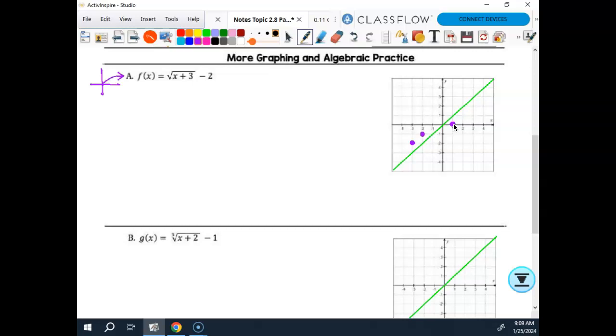So if we have plotted those 3 points, and I know what my parent function looks like, that's helpful because that gives me an idea of what the shape is. Then I can sketch in my square root function. It would look something like this, but better, always better than what I have. Close enough.